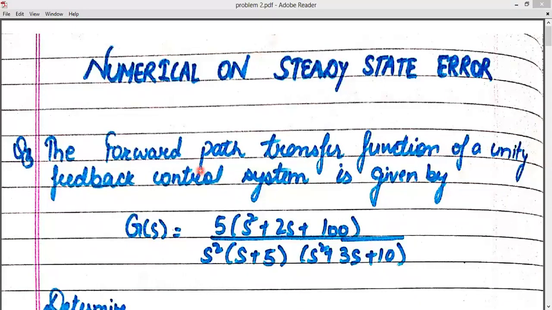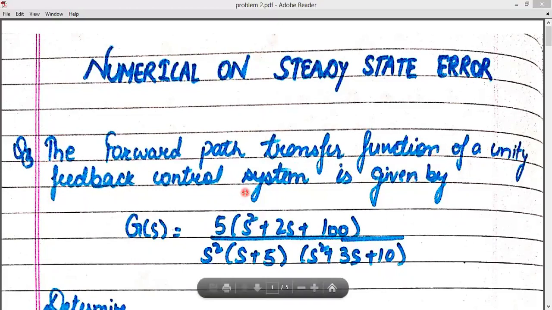Hello students, now this is the second part of your numerical. So in this I have proposed two numericals, and at the end I'll give you one question for your homework. So let's start. This is the question. Here it is given that the forward path transfer function of a unity feedback control system is this.